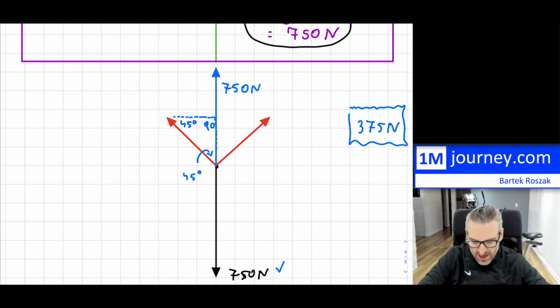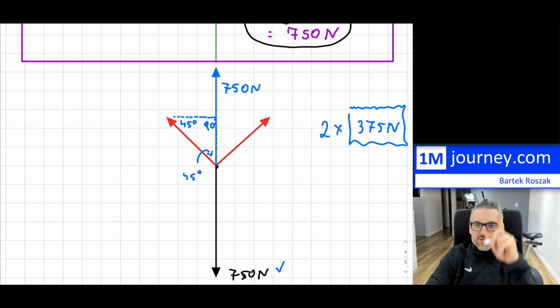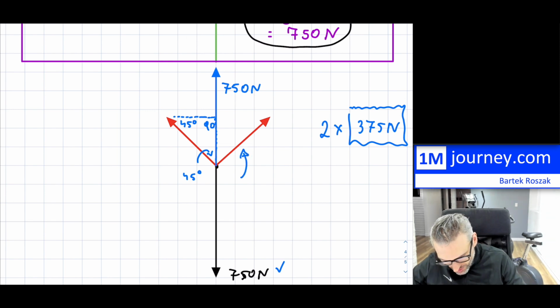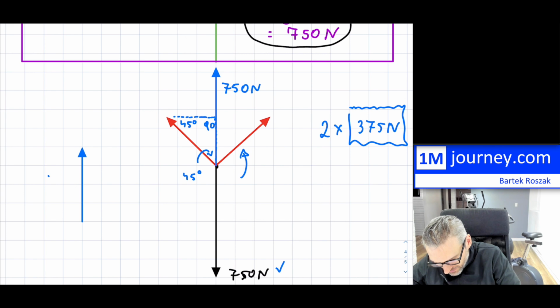But please keep in mind that that is times 2, and that's in the y direction, so that's upwards. Okay, so we have to find out what this force is. So what we're having, I'm going to just take one of them. So what I have is, let's say this is 375 newtons.